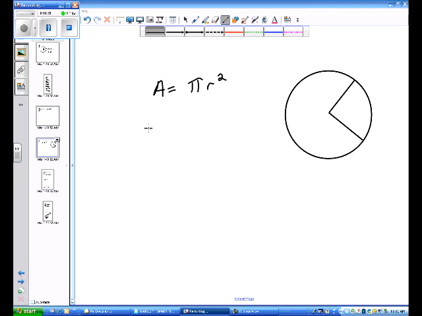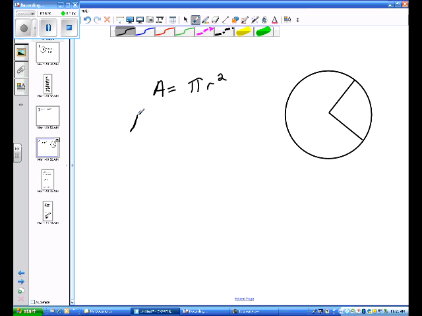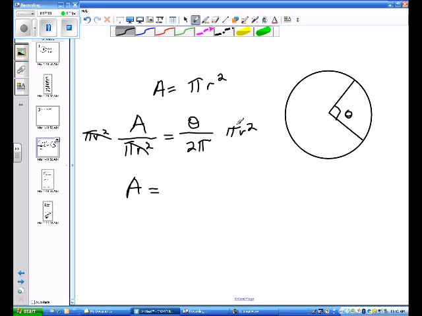And so let's set up a ratio: the area of the sector that we're trying to find is to the area of the whole circle as the central angle of that sector is to the central angle for the whole circle, which we know is 2 pi. Now, if we multiply both sides by the denominator, pi r squared, we want to solve for the area. Then this will cancel, and we get that the area of the sector, well, my pi's cancel, and I have 1/2 theta times the radius squared.